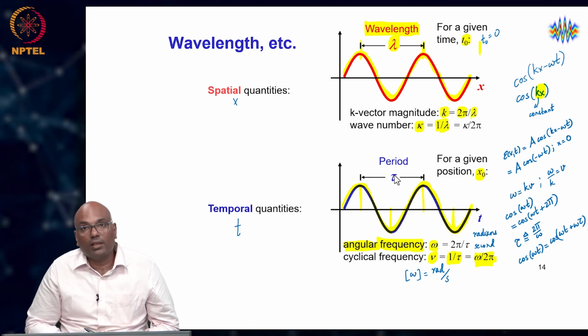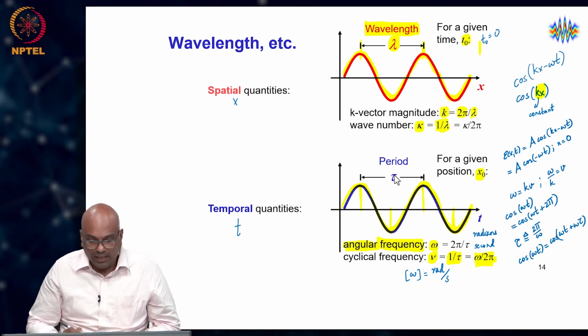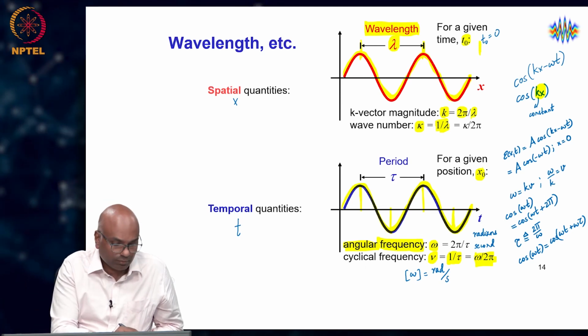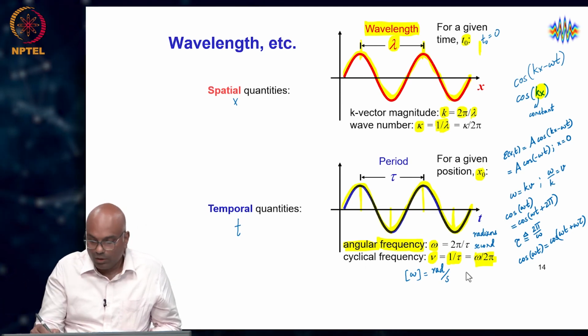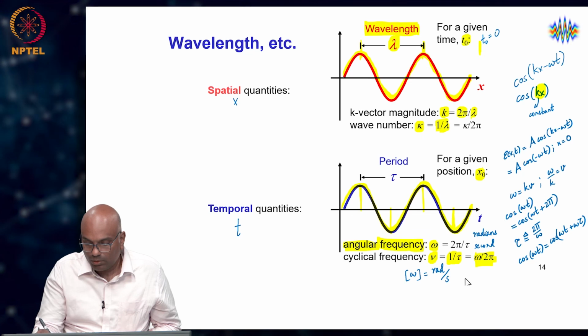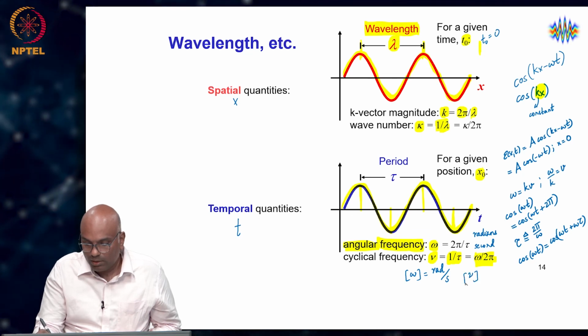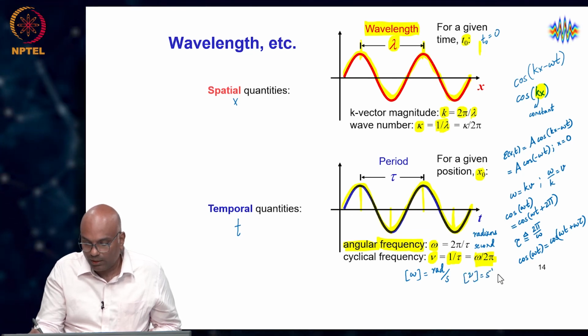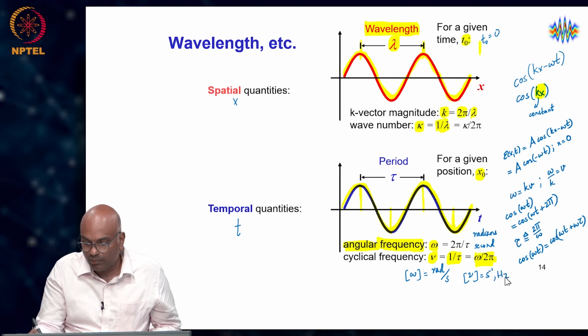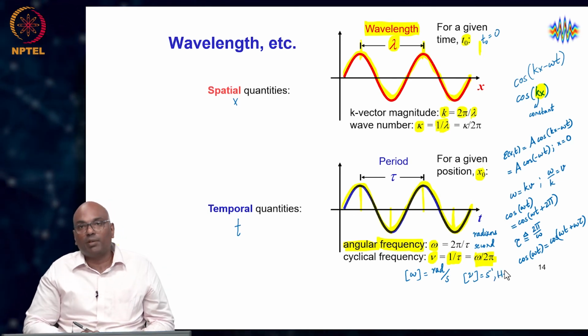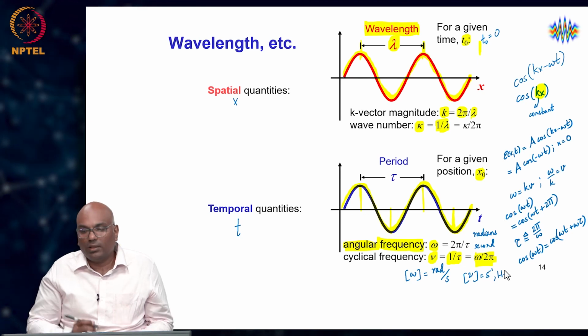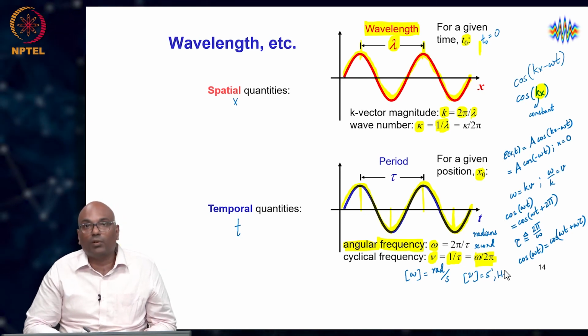Omega has the units of radians per second, and likewise nu has standard units of per second, or it is also given the name hertz, abbreviated as Hz, things that you probably already are aware of.